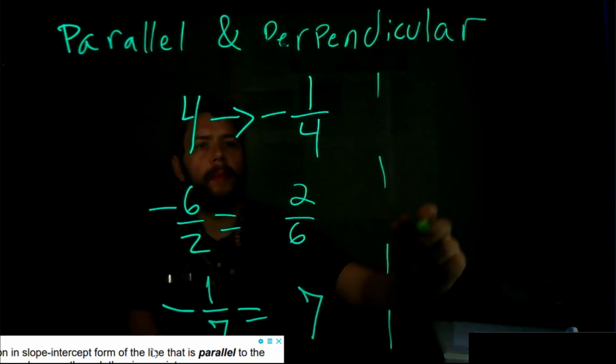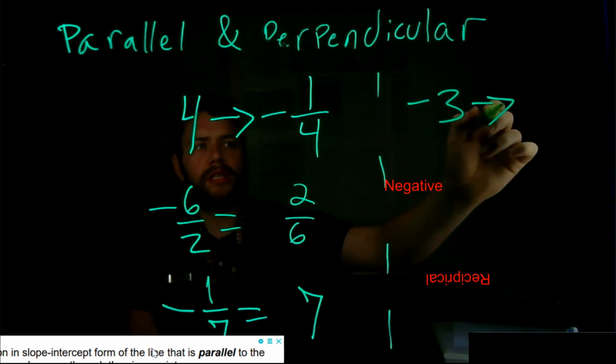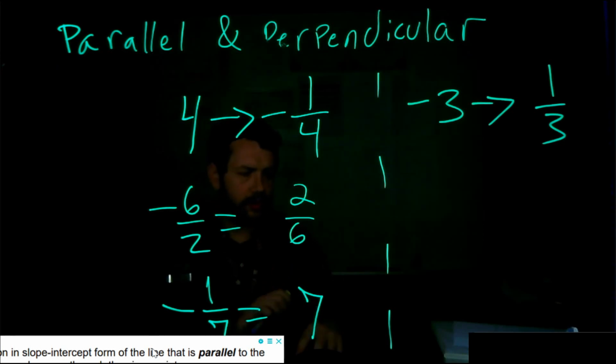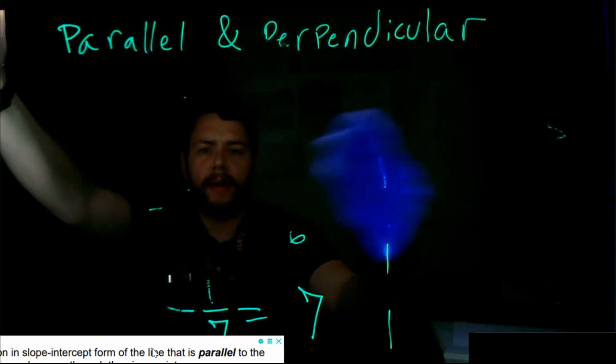And then a couple more here. If we do negative 3, the negative reciprocal would be positive 1 over 3. So those are negative reciprocals. It's what we have to do to the slope to make it perpendicular.